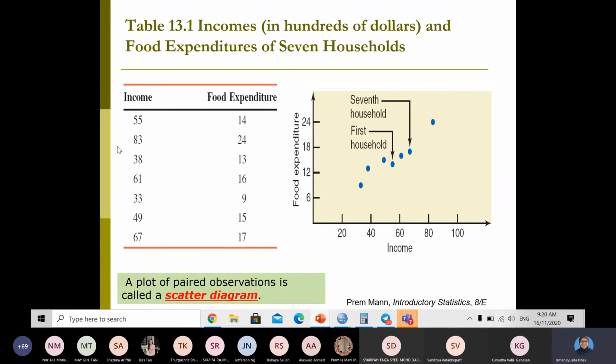So you plot income 55 and expenditure 14. This is income, the x, and this is expenditure, the y. So 55 here, and expenditure 14 here. This is one point, the first household. Then the 7th household, 67 and 17, so they plot. So this is a scatter diagram.